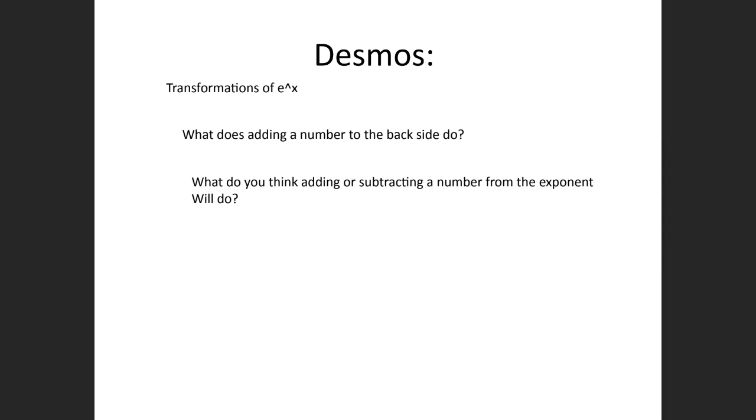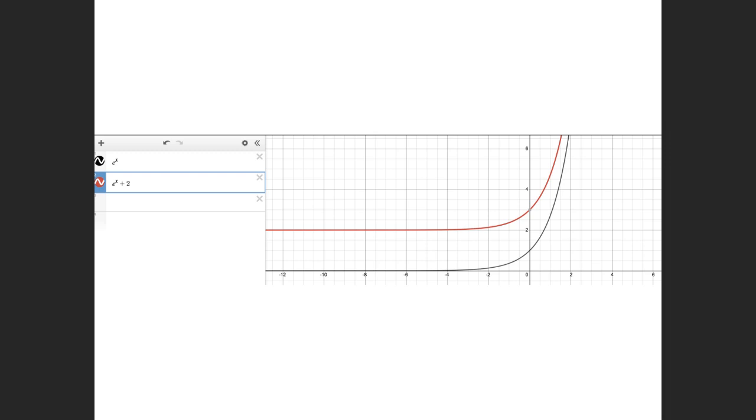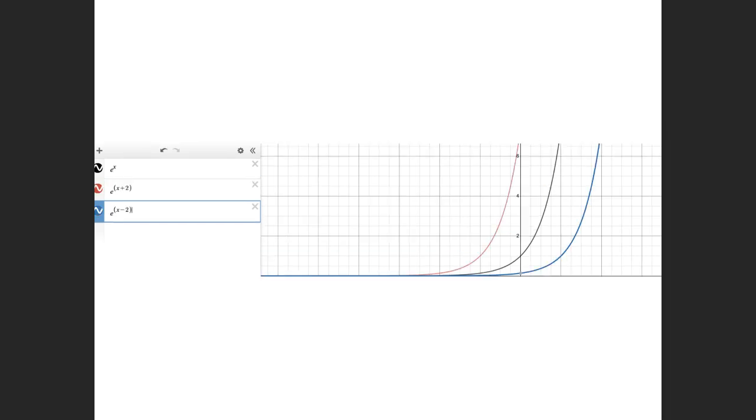If you're going to graph e to the x, the same transformations hold true as when we're doing exponential functions. For example, if I asked you to graph e to the x and then e to the x plus 2, well, we know adding a number to the backside of it is just going to raise the function up 2 places. Okay, so none of the things that we've learned about transformations are going to change.